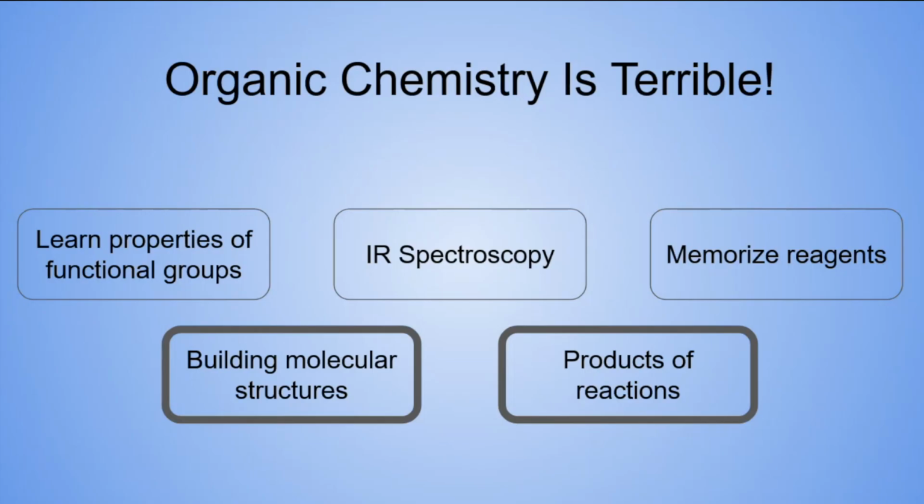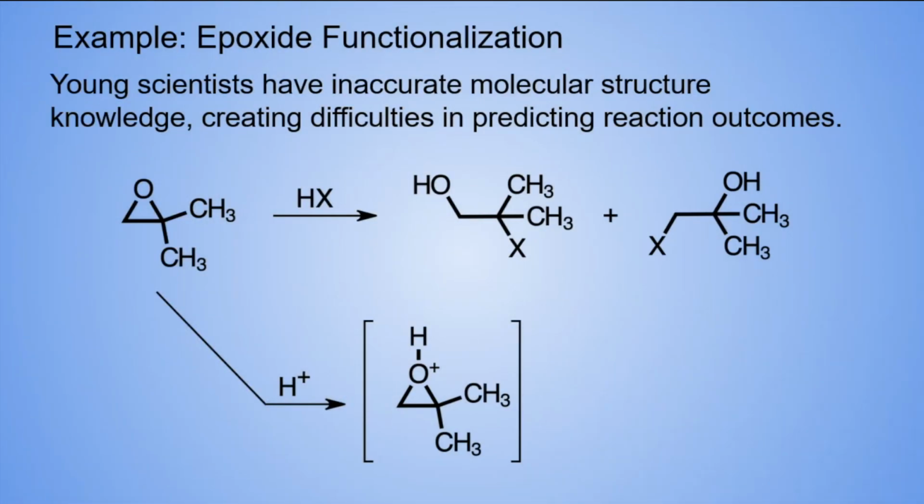However, the two main ones here are building molecular structures and how that impacts trying to figure out the products of reactions. A prime example of this is epoxide functionalization. So students are given an epoxide and they're asked to figure out which of the two products on the right-hand side is the major product. And they tend to get these questions wrong because of the way that the intermediate structure is represented, normally showing the protonated epoxide as having formal covalent bonds.